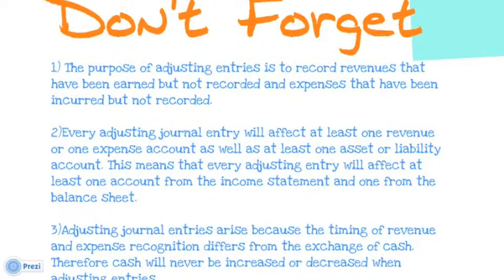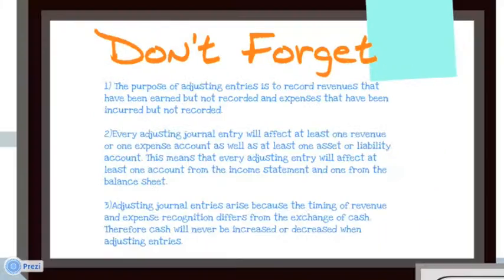Adjusting journal entries arise because the timing of revenue and expense recognition differs from the exchange of cash. Therefore, cash will never be increased or decreased when making adjusting entries.